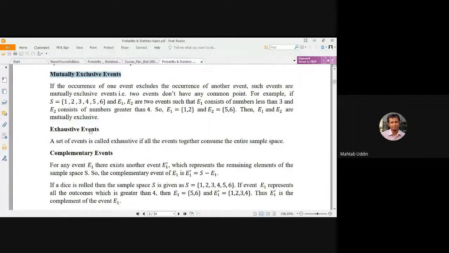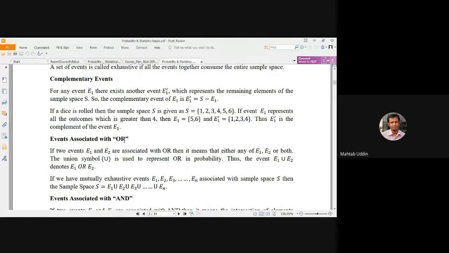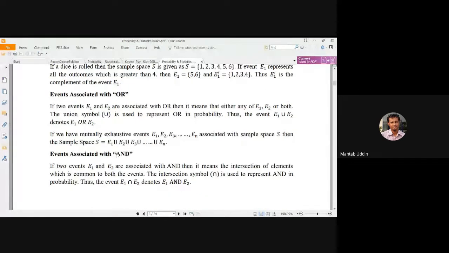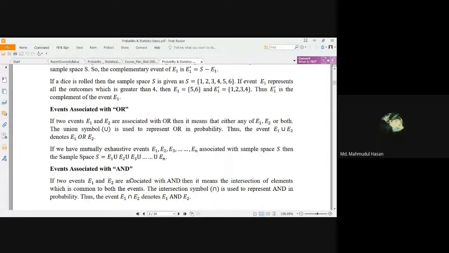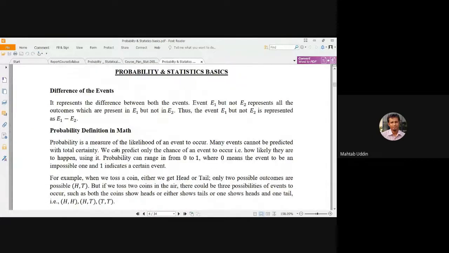Then some exhaustive events. একটা স্যাম্পল স্পেস গঠন করতে হলে সবগুলো ইভেন্টকে যদি প্রয়োজন হয় তাকে বলা হয় এক্সহস্টিভ ইভেন্ট। Then complementary event, I think you know what is the complementary event. তোমরা কমপ্লিমেন্টারি সেট পড়োনি? ওইরকমই। Then or means union, and means intersection. I think you know. Do you know? Yes sir. I request you to read them. The different set.